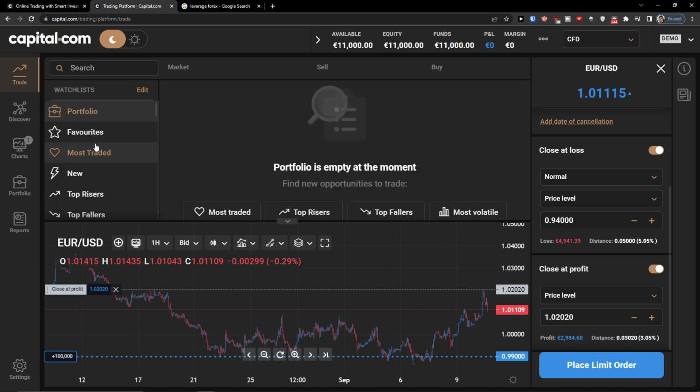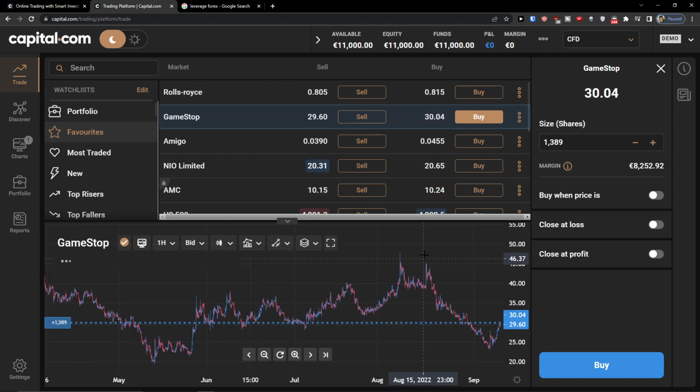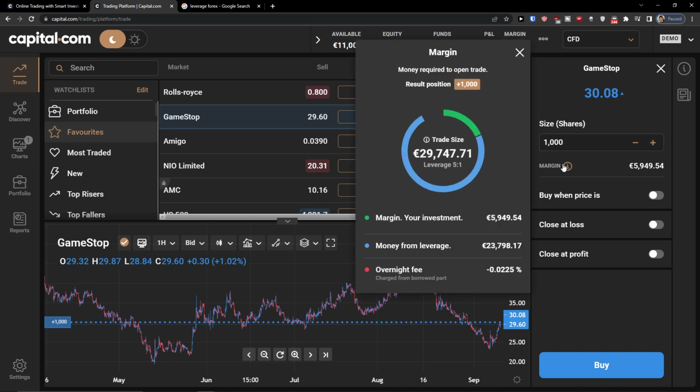So I will go to portfolio, or let's say favorites. I will click here GameStop, just an interesting stock. And now I will click here again, shares. The margin is 5 to 1. So let's say for 1,000 shares, I'm going to have leverage 5 to 1. So it's going to be 30,000, nearly.